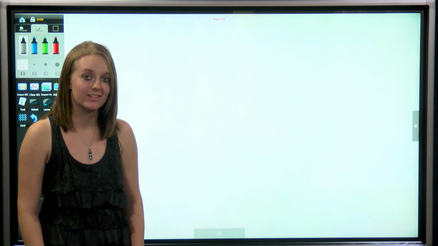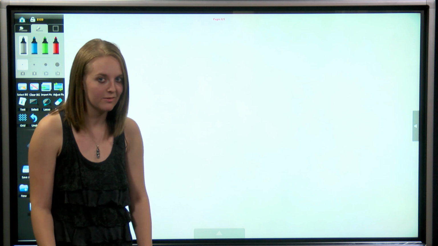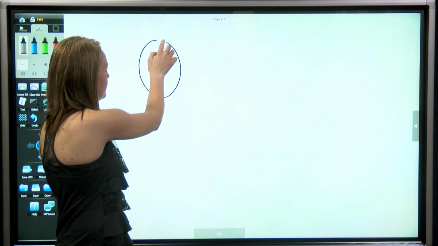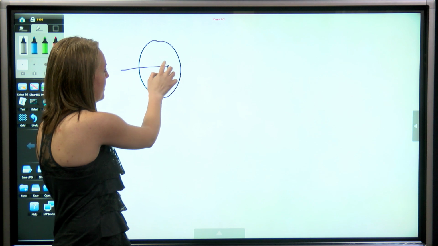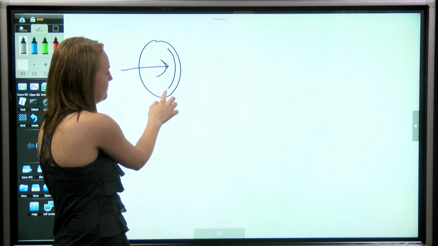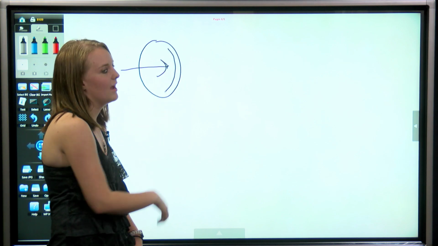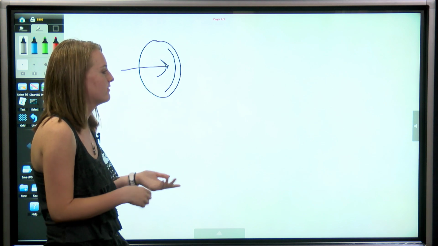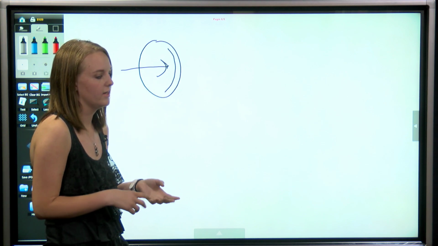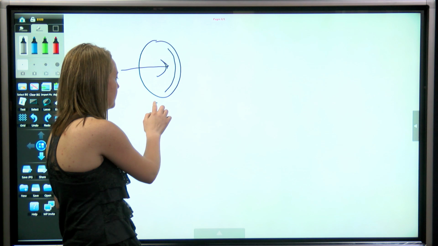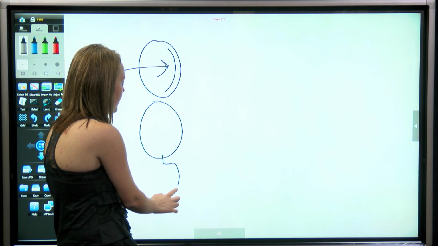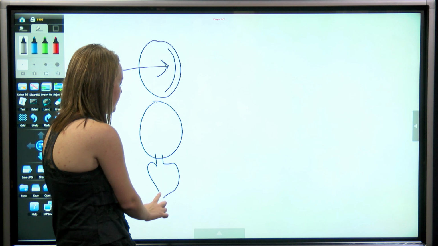I'm doing phototransduction in the rod cells of the retina. So photoreception is the detection of light, and the basic unit of light is called a photon. And so what happens is the light is going to go through your eye and it's going to hit the back of your retina. And in the back of your retina, you have two different things called rods and cones. And so today we're going to be talking about the rods because they detect light.